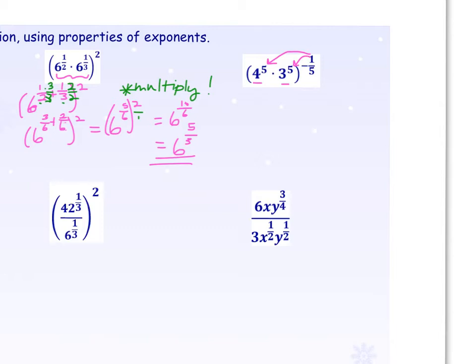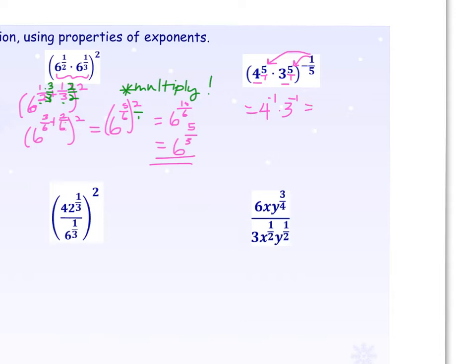moment. If we have 4 to the 5th power, I'm going to put 5 over 1, times -1/5, that's going to equal 4 to the -1 power. The 5s would cancel out. Times 3 to the 5th, I'll put 5 over 1 to the -1/5 power. That's 3 to the -1. Now we just have one exponent for each base, and they're both negative.